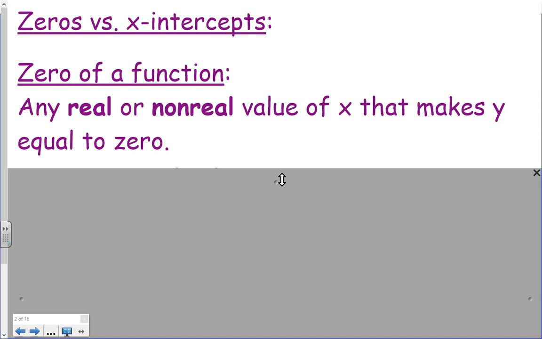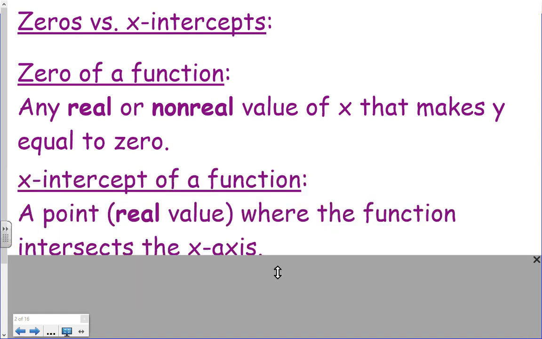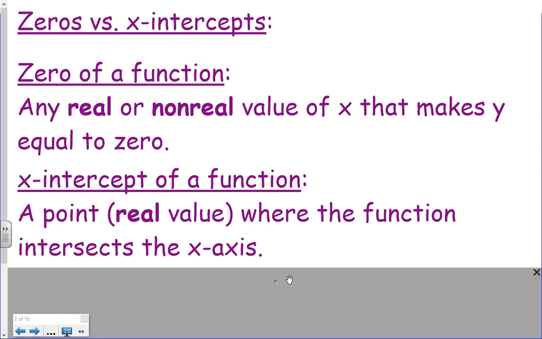On the other hand, the x-intercepts of a function are a point that's a real value where the function intersects the x-axis. That's also then where the function is equal to 0, but realize that these are the real values that we're talking about, not the non-real or complex values.